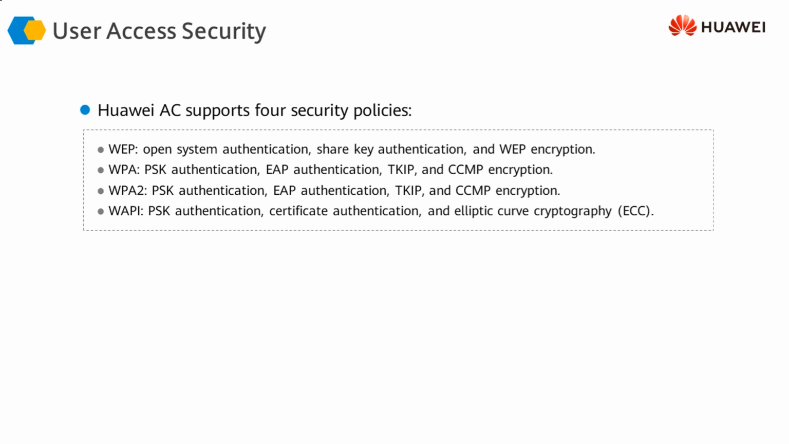In WPA2, in smaller environments or in small office, home office, or smaller enterprises, you can have pre-shared key authentication, but in larger enterprises, you're going to have some form of EAP authentication, extensible authentication protocol, or you could have TKIP and CCMP as well.